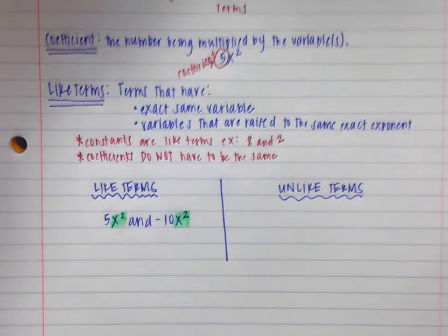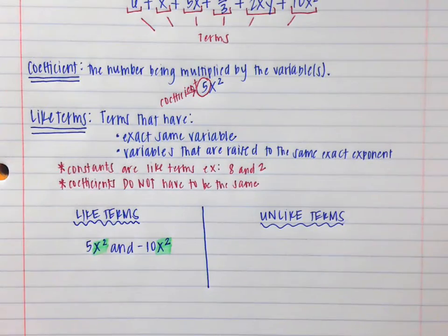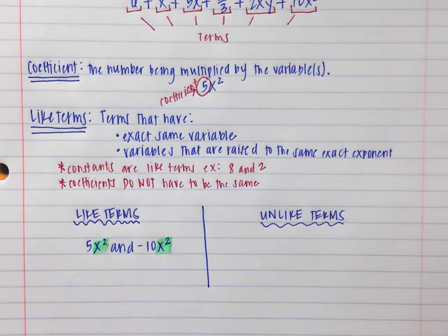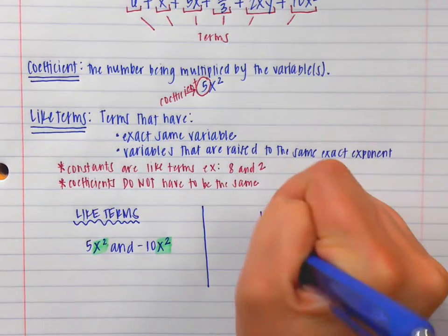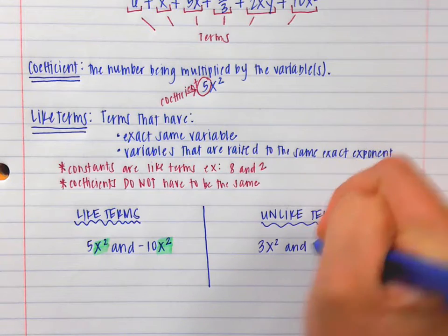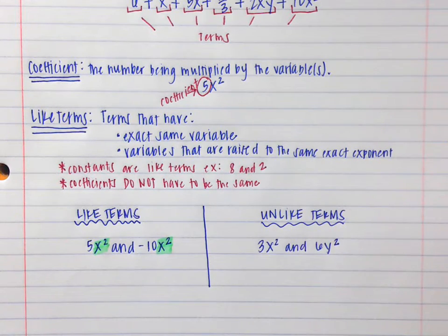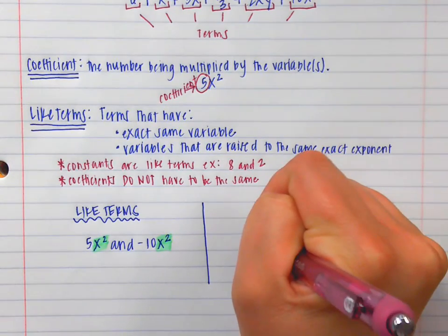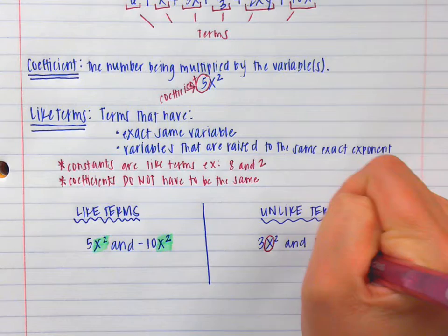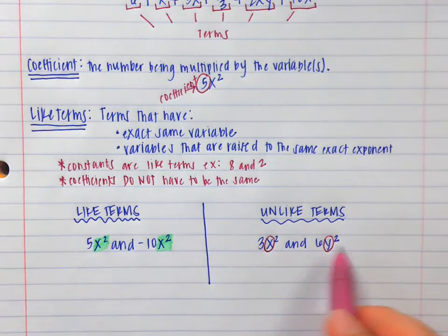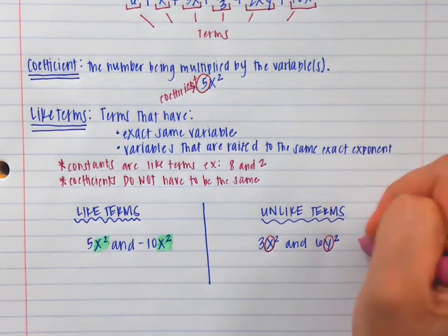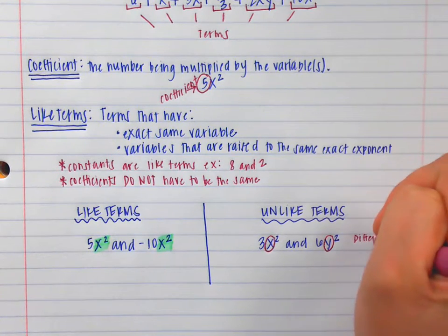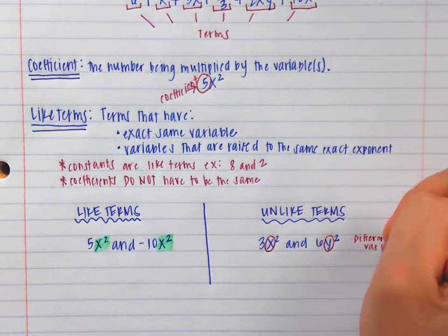And let's keep going. Let's think about an example of unlike terms. So an unlike term would be something like this. 3x squared and 6y squared. So those are unlike terms. Those are not like terms. Those cannot be combined. So the reason why those are different and we can't combine those is because the variables aren't the same. So we have an x, we have a y. So even though the exponents are the same, the variables also have to be the same. So these are unlike because they have different variables.